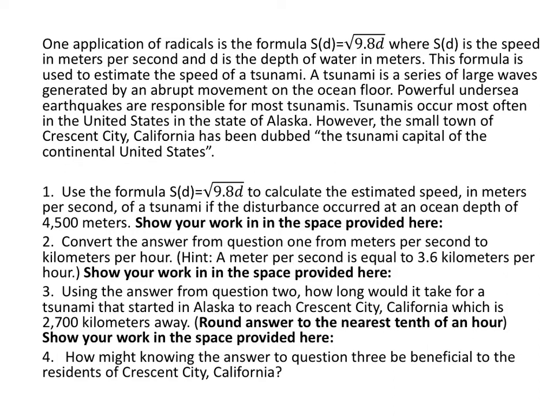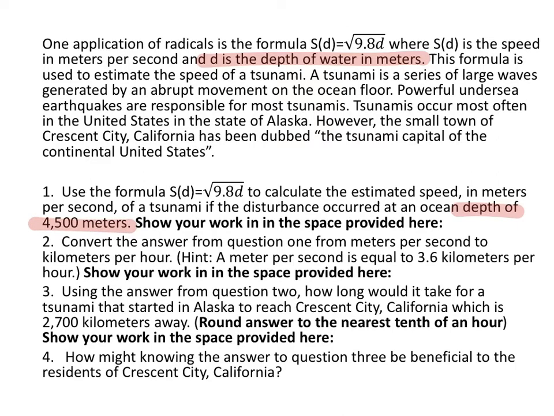So number one, it says use the formula S of D equals the square root of 9.8 D to calculate the estimated speed in meters per second of a tsunami if the disturbance occurred at an ocean depth of 4,500 meters. So let's highlight some stuff on this. Okay, we know D is the depth of the water in meters for the formula. And this one gave us a depth of 4,500 meters, right?